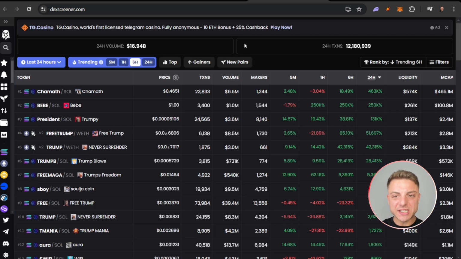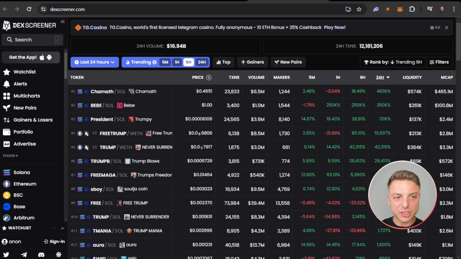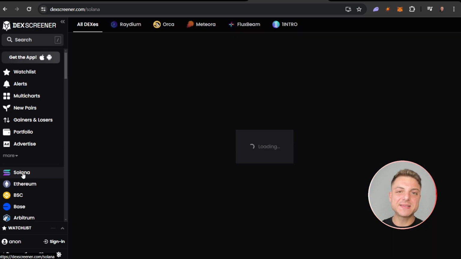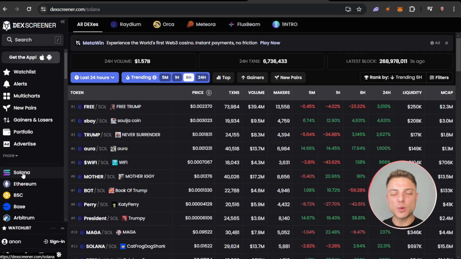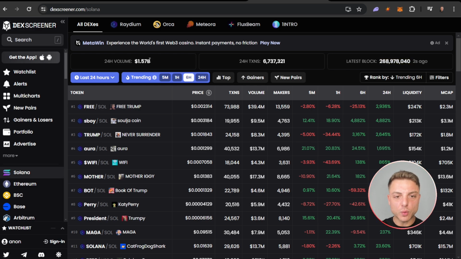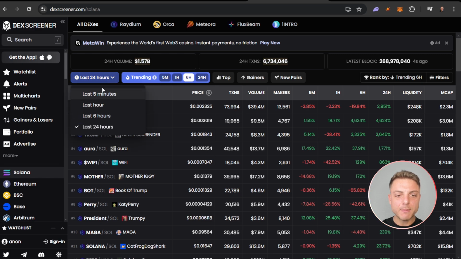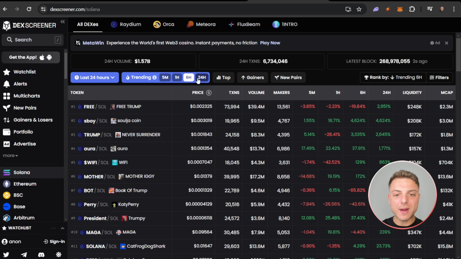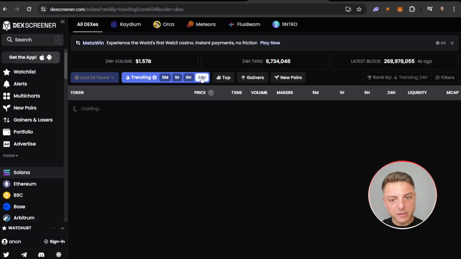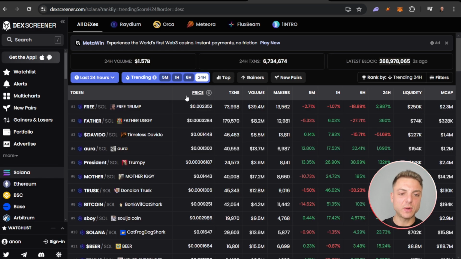The absolute first thing that we do is come over here to Dexscreener. You can see dexscreener.com. We then want to click on Solana. Solana is the #1 blockchain for meme coins, as many of you would already know. So we use Solana blockchain for looking at all the different coins. The next thing we want to focus on, make sure that we've selected the last 24 hours here and also 24 hours on this trending bar. So we see all of the coins from the last 24 hours.